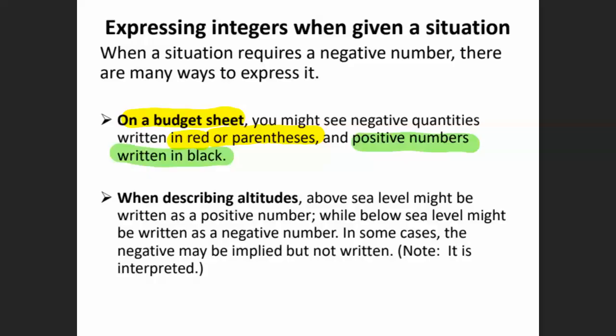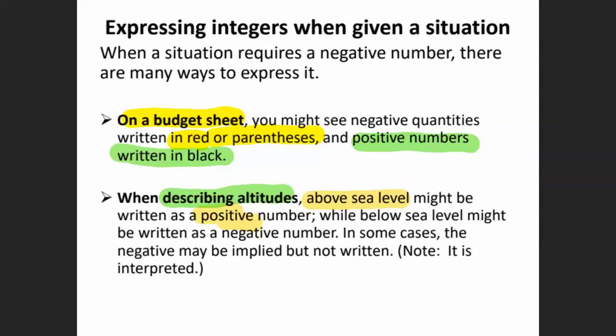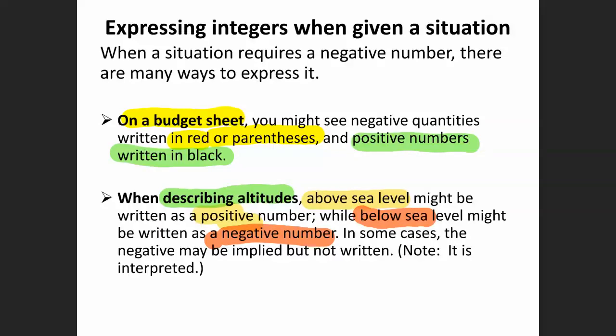Now, when we describe altitudes, we have two ways of describing altitudes. We could talk above sea level, which means we have a positive number. We can also talk about below sea level. This is a negative number. Now, in some cases, the negative may be implied. Now, that means you have to type the words below sea level. And I'm going to give you a couple of examples.